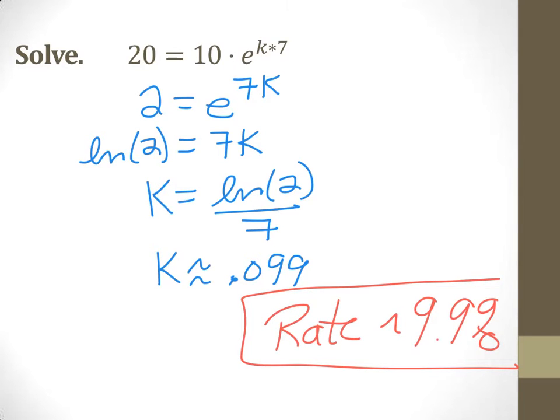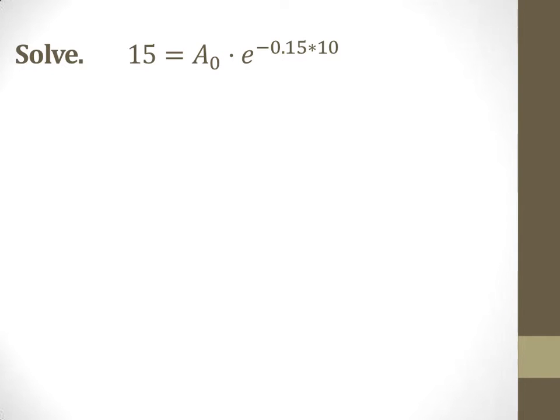Now, what happens if we're missing a different variable? For instance, for this one, we are missing the initial amount. So they're saying that, oh, negative sign, we are decaying now instead of growing. And so we are going to decay at 0.15, which is 15%. In 10 years, we're going to have 15 units left. What did we start with?